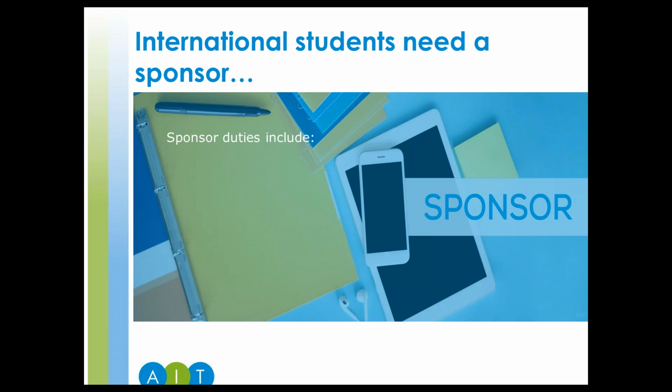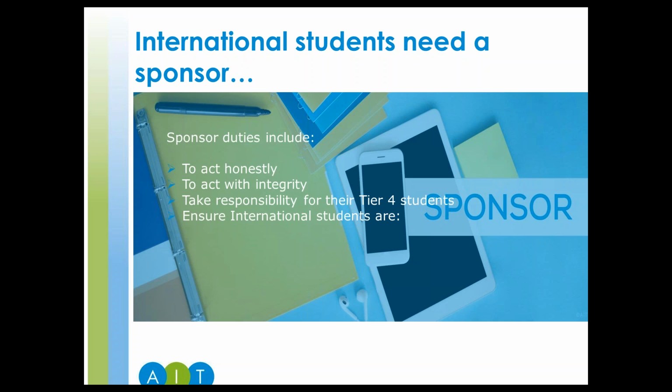So firstly, international students need a sponsor. They will be the university or college where they wish to study. So as a sponsor of an international student, you will have duties, and these include to act honestly, with integrity, take responsibility for the Tier 4 students, ensure that they're genuine, ensure they comply with the conditions of their leave, that they complete their course, and that they actually have permission to study in the UK for the duration of their course. And of course, you need to pass your basic compliance assessment every year to retain your Tier 4 sponsor status.